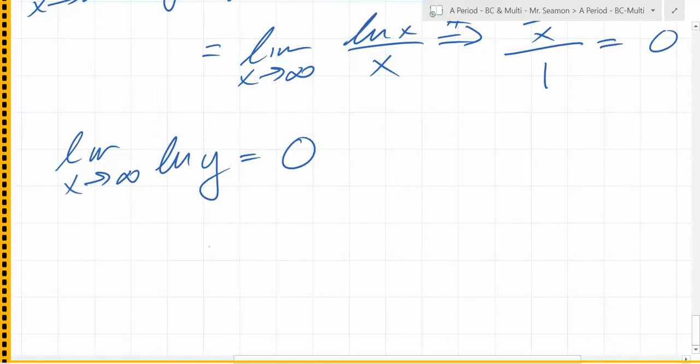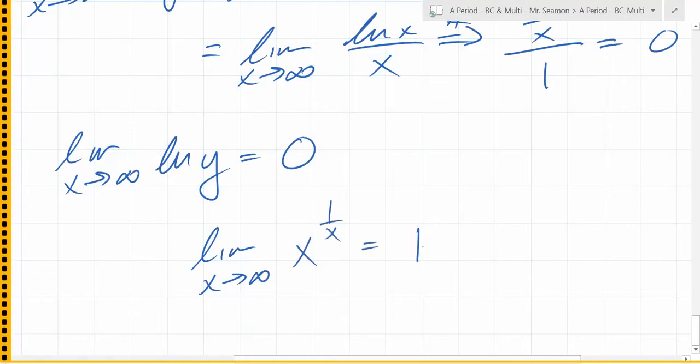It tells us the limit as x goes to infinity of x to the 1 over x is equal to what? 1. Are we good with that? Does that kind of make sense?